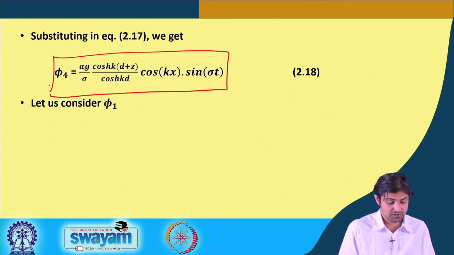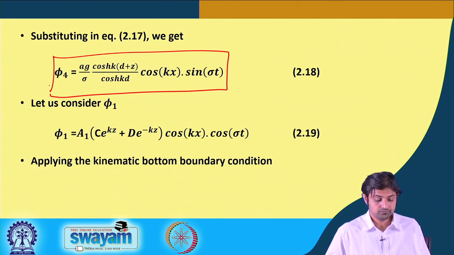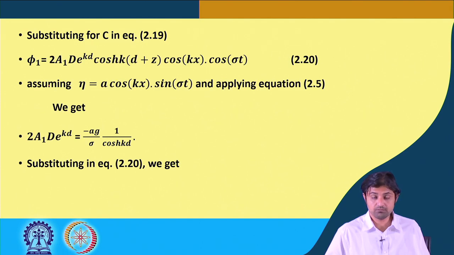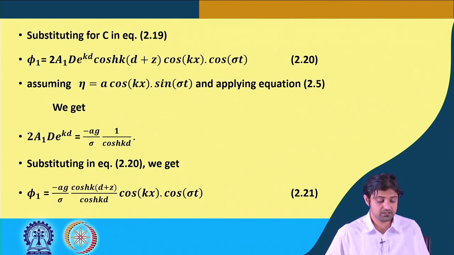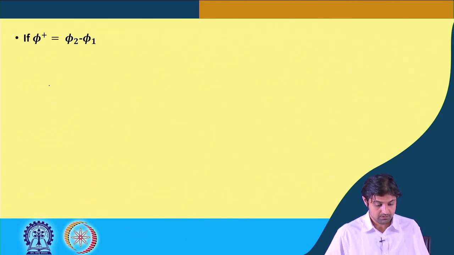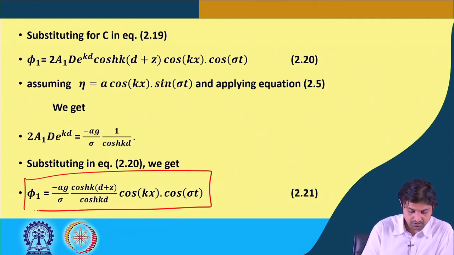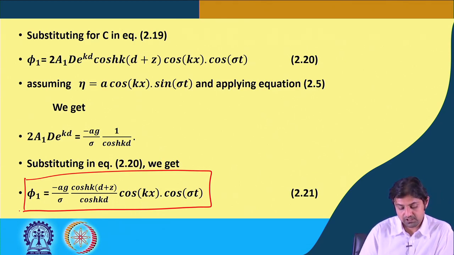And the same procedure we do for phi 4 for obtaining the values, and what we get is phi 4 is Ag by sigma, a similar result. And we repeat the same procedure again for phi 1, applying the kinematic bottom boundary condition first and then applying the dynamic. I am skipping it because it is essentially the same process. More important is this term. So, phi 1 we get is minus Ag by sigma cos h k (d plus z). If you remember, phi 2 and phi 4 were with a positive sign, phi 4 and phi 1 were with the negative sign after the derivation.